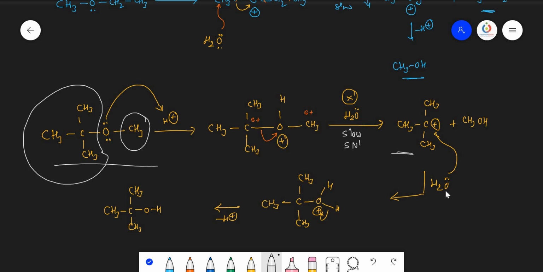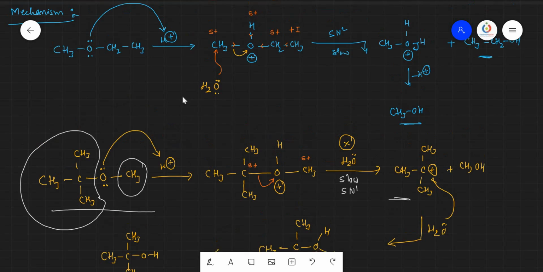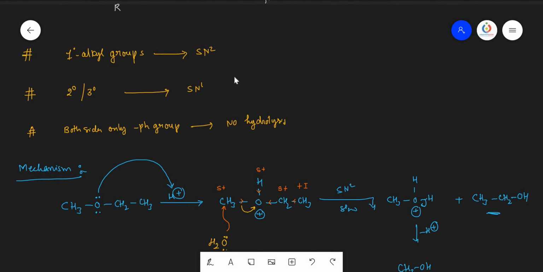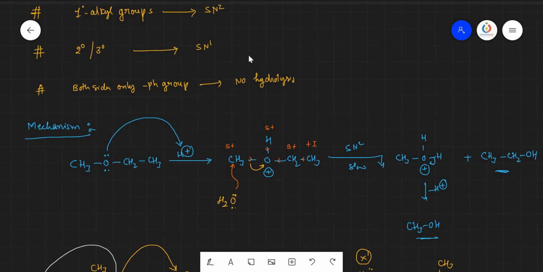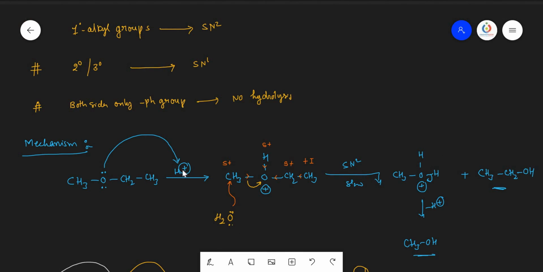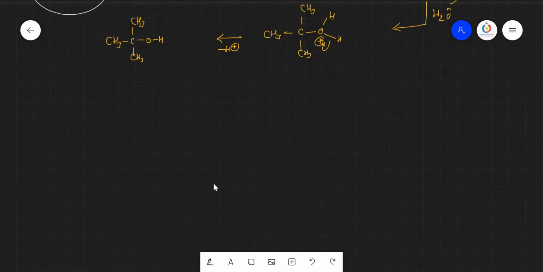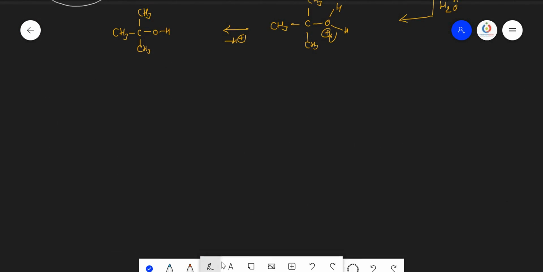In such cases, the hydrogen of the alcohol comes from the water, not from the H plus. You must remember that. If only primary alkyl groups are present, then it has to follow the SN2 mechanism, and in those cases the H plus ion shall be connected to the oxygen, and this oxygen and hydrogen both stay with the larger alkyl group part. So I will take the deuterium combination so that you will understand more perfectly now.